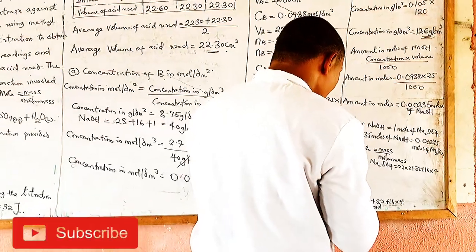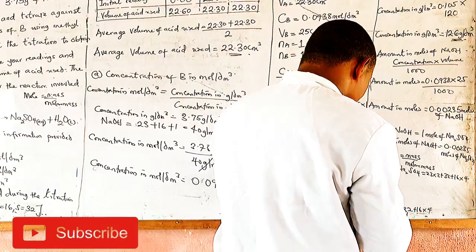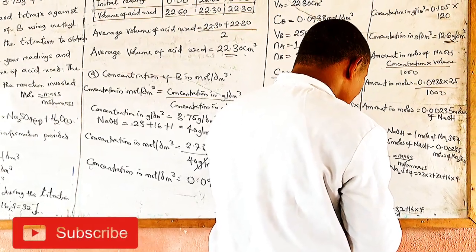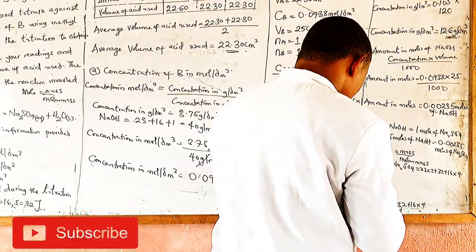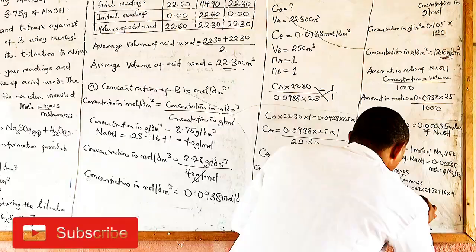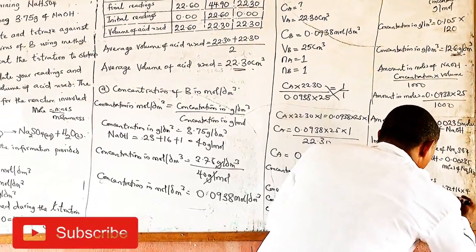16 times 4 equals 64, so we can have 46 plus 32 plus 64. That will give us the molar mass of Na2SO4 now. It will be 142 grams per mole.